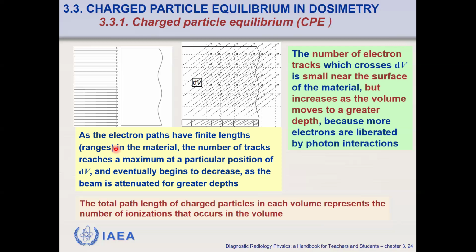So at deeper levels, at deeper attenuations, the photon beam becomes attenuated, meaning it loses intensity significantly. So it becomes attenuated as it transfers energy to the material. This will reduce the number of liberated electrons and consequently reduce the number of electron tracks.